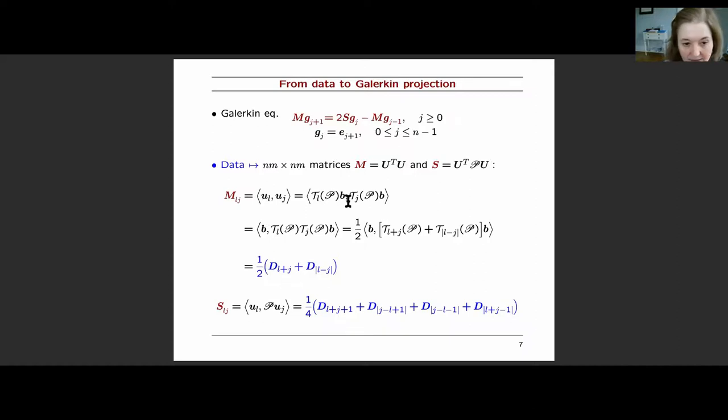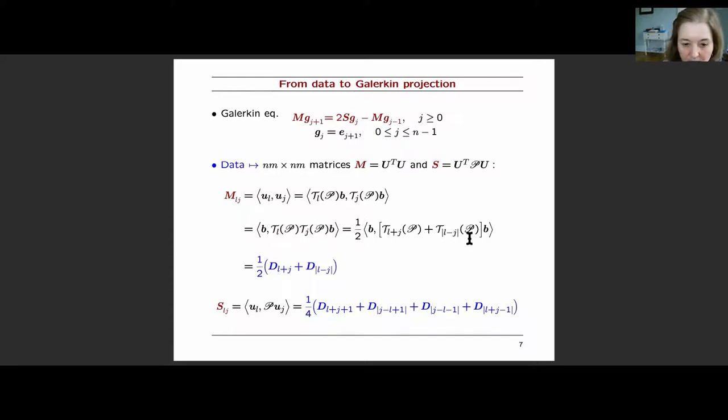And so here is where this symmetry that we had is very useful. If I look at the LJ entry of the mass matrix, which is the product between the L and the J snapshot, here what I did is I wrote that each snapshot is a Chebyshev polynomial acting on the propagator and then acting on the initial condition. And now, because the propagator is a symmetric operator, I can put this on the other side. And then here I'm just using the recursion relation of Chebyshev polynomials, which are just the trigonometric identities for the cosine. Okay, so I go from here to here.